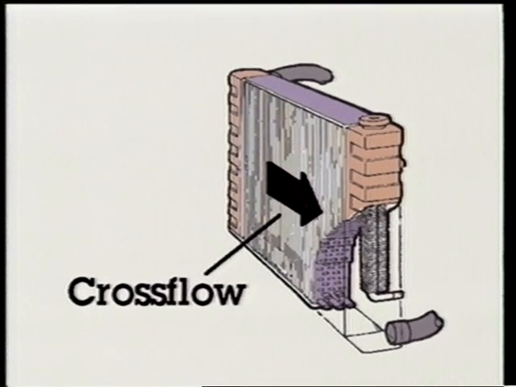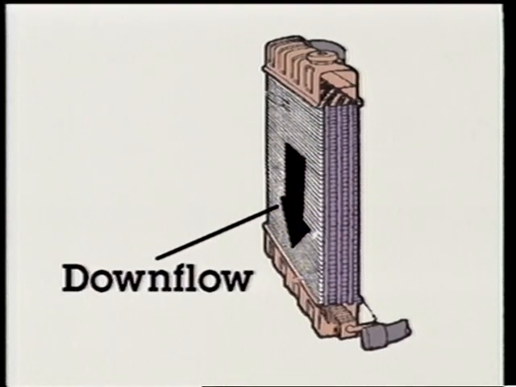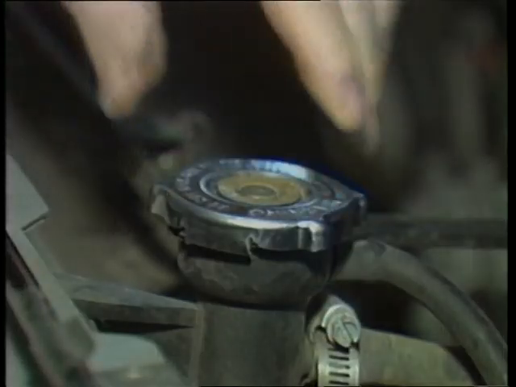A cross-flow radiator has the coolant flowing sideways. The tanks are mounted on the right and left of the core. A downflow radiator has the coolant flowing from top to bottom.